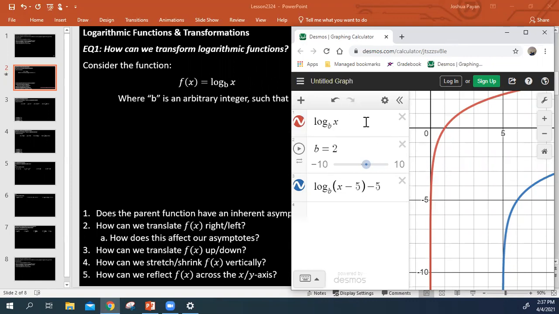asymptotes, right? So the original parent function, we can see it has an asymptote here at x = 0 vertically, and the transformed one that shifted 5 to the right and 5 down now. Okay, that 5 shift to the right shows us that we have a vertical asymptote at x = 5. So that's how our asymptotes are affected, and we already know how to translate up and down.